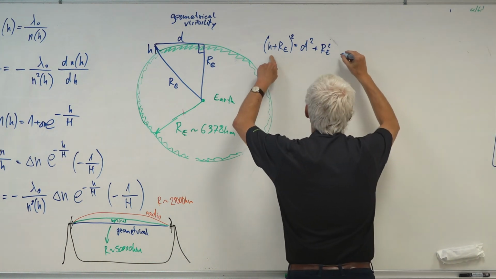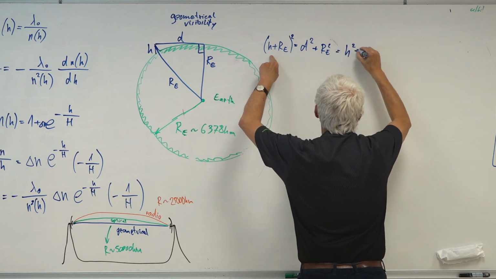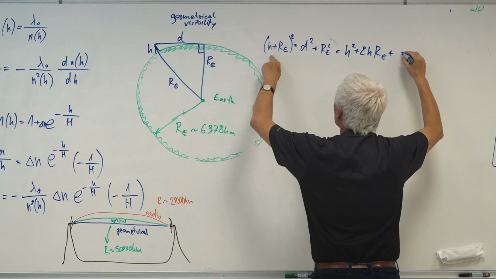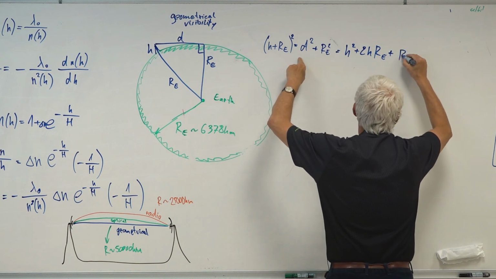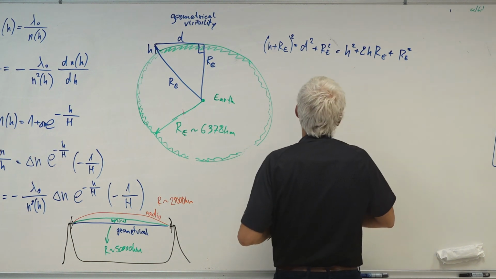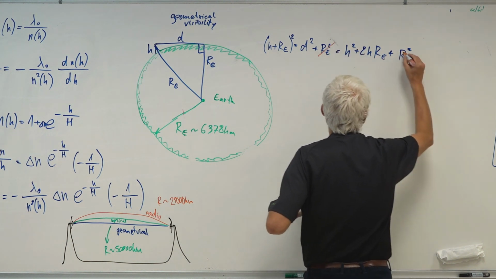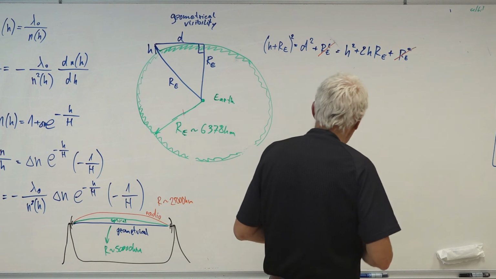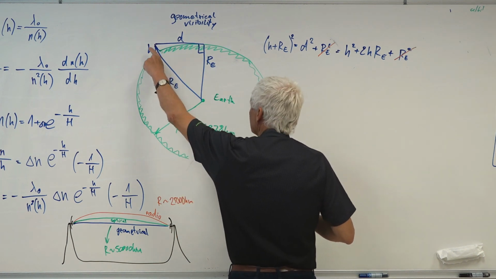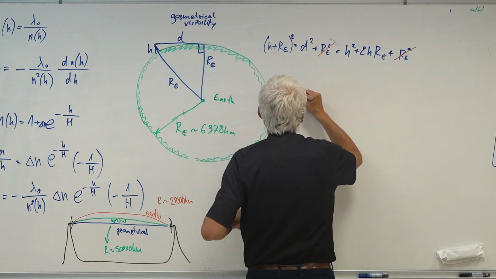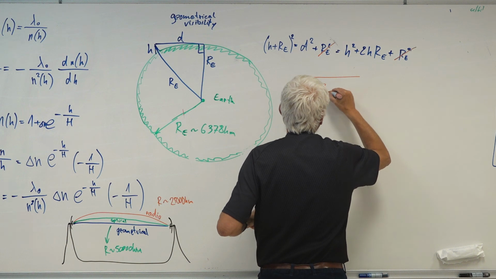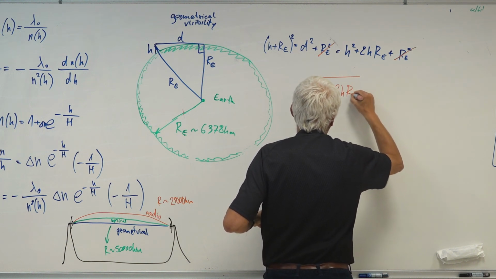If I work out the right side, this is h squared plus 2hR of the Earth plus R Earth squared. Now R Earth squared mathematically cancels out. So therefore the range of our transmitter on a tower of height h is d equals the square root of h squared plus 2hR Earth.